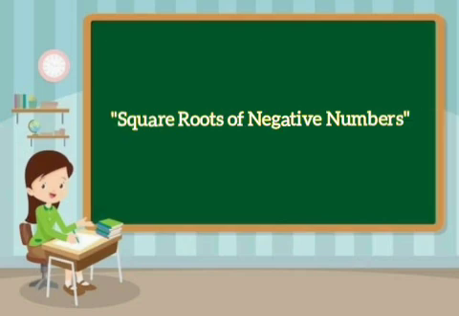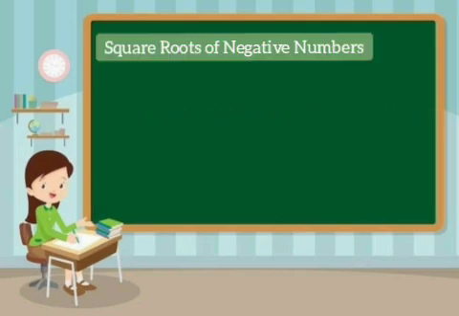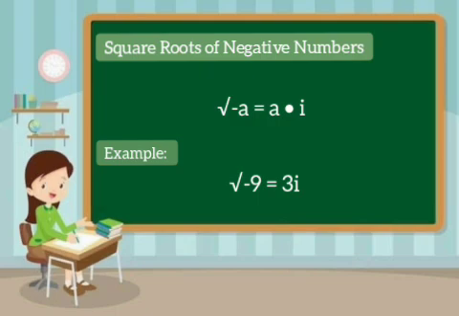Square roots of negative numbers. When dealing with the square root of negative numbers, we use the definition that the square root of negative a, where a is positive, equals square root of a times i. For example, the square root of -9 is 3i because the square root of 9 is 3 and we multiply it by i.